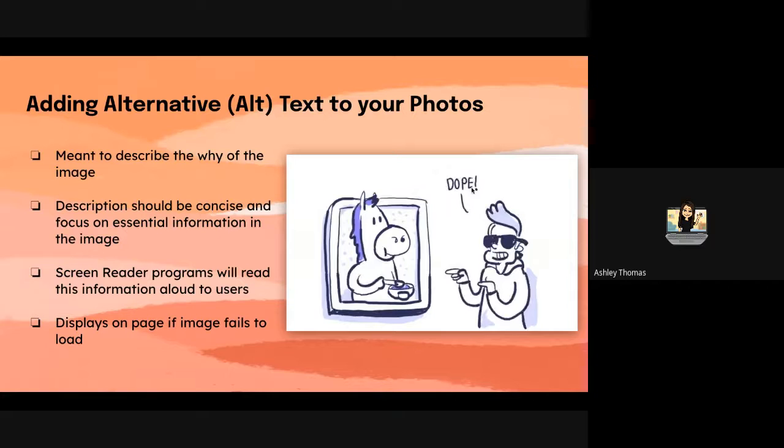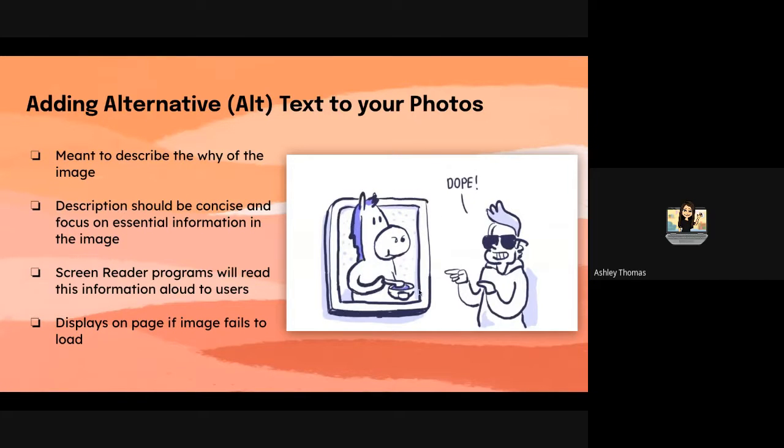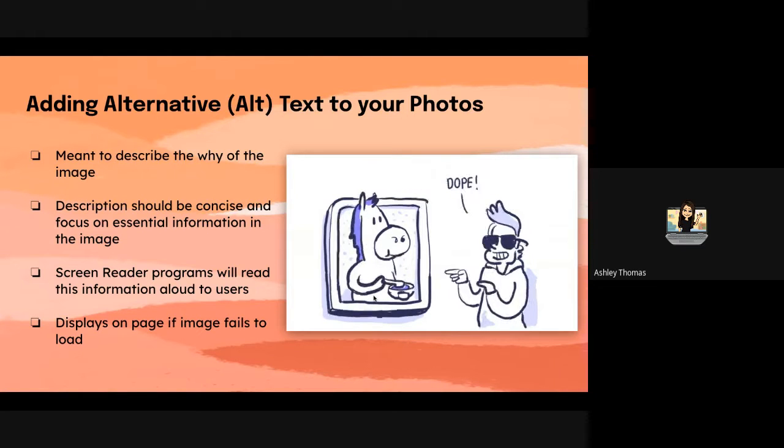My graphic right over here is essentially, again, in an image or video format, showing us what alt text does. So here's our image right here. This would be our image. And essentially, your screen reading program is saying, I'm a horse eating cereal. And your user is saying, that's cool. So simple as that.